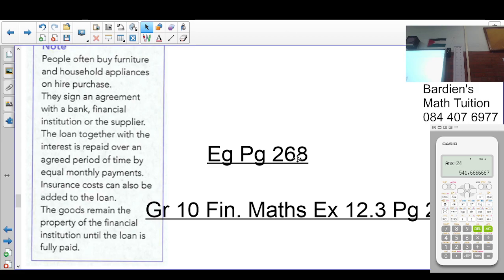So if we look at the calculation that we made here on the calculators, which is showing 541 and 67 cents, if that is your monthly installment and you agree on an insurance, the insurance is added on a monthly basis. Say the insurance is 40 rand, then it's going to be 581 rand and 67 cents.